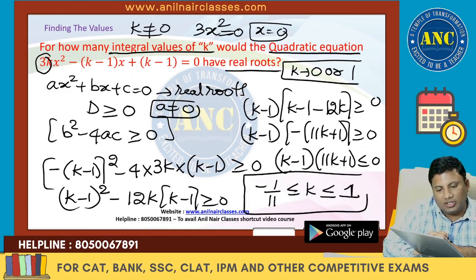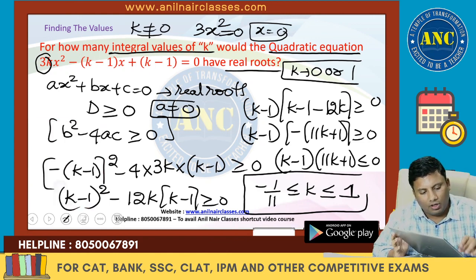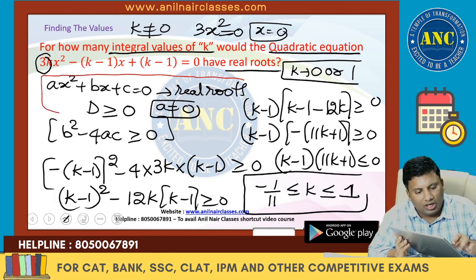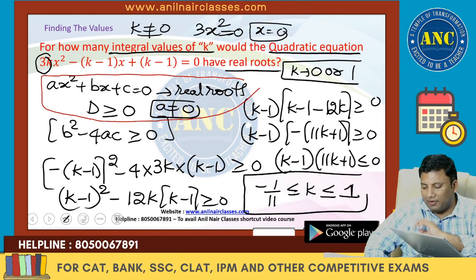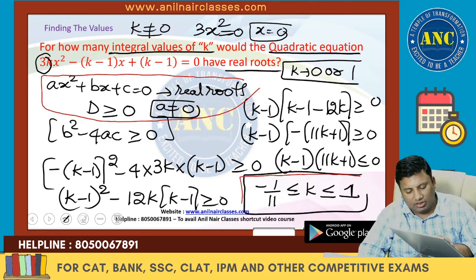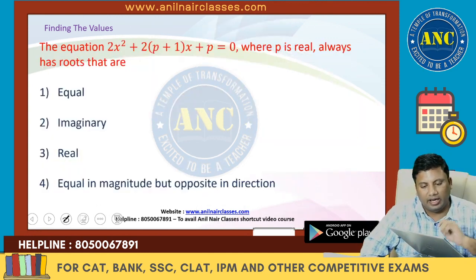Any calculation mistake we did? Ax square plus bx plus c. It is nothing but real roots. D greater than or equivalent to 0. B square minus of (k minus 1) square, 4 into 3k into (k minus 1). (k minus 1) into another (k minus 1), minus 12k. Minus of (11k plus 1). Minus sign will change: minus of minus into minus is plus. So these are nothing but right. Please take care of any calculation mistake. I hope the idea is clear.